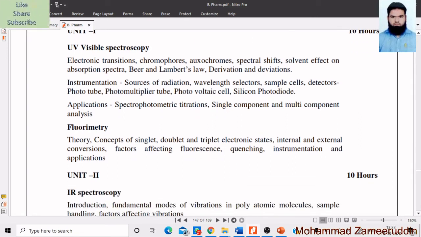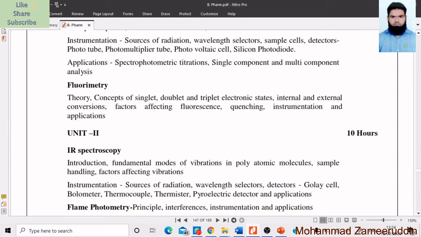Then the second technique is fluorimetry. In this we will discuss the concept of singlet, doublet, triplet electronic states, internal and external conversion, factors affecting fluorescence, quenching, instrumentation and application.